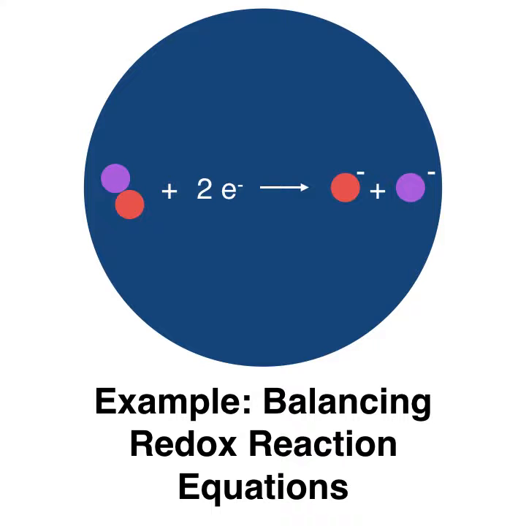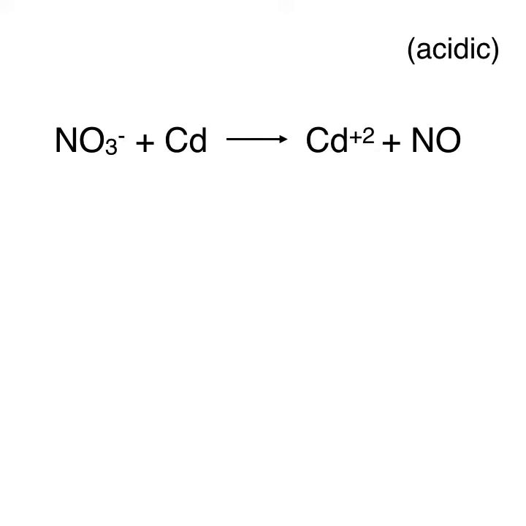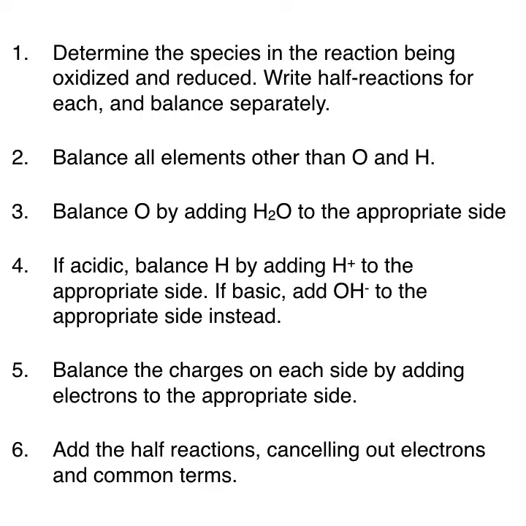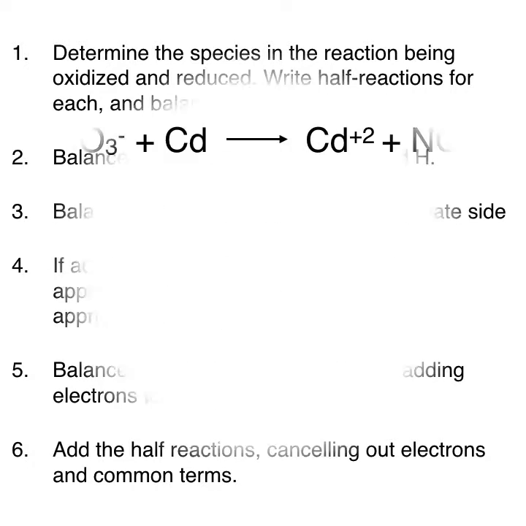In this lesson, we will go through an example of balancing a redox reaction equation. Here is our redox reaction equation to balance, and we can see that it takes place in an acidic solution. Let's take a look at our steps to see how to begin balancing. Our first step is to determine what's oxidized and what's reduced, then split our reaction into two half reactions.